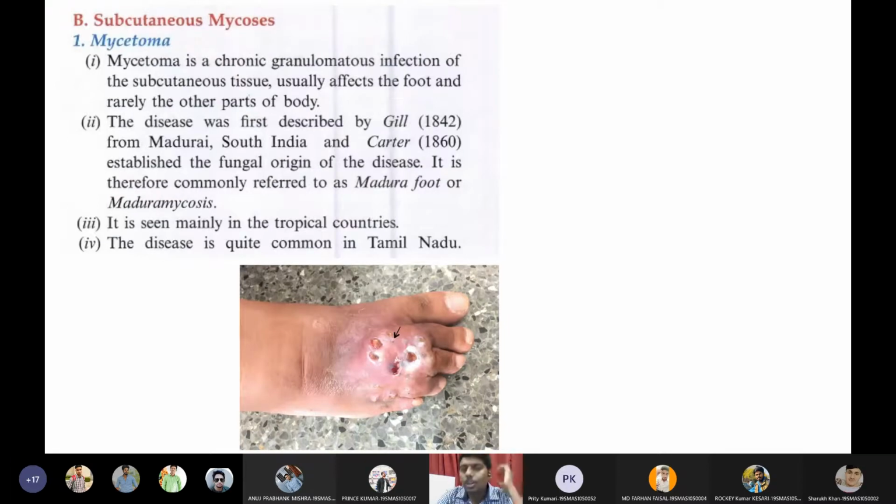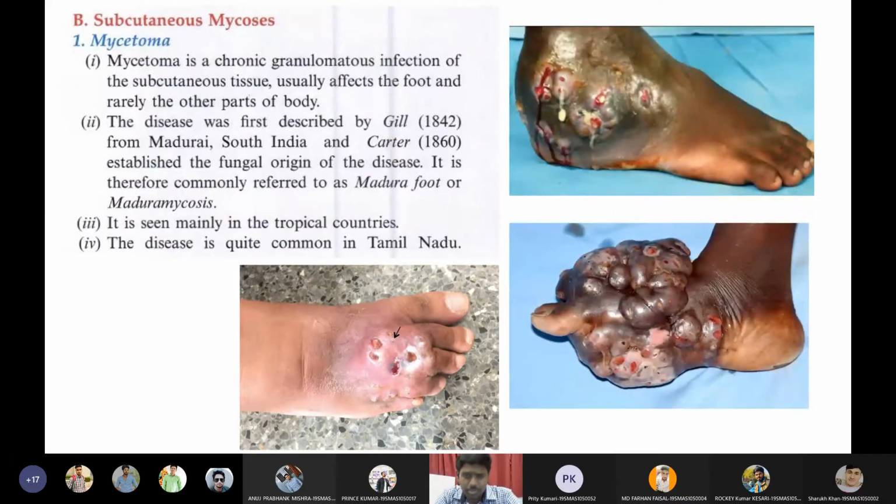So it is a common tropical fungal infection, which is a chronic granulomatous infection of the subcutaneous tissue. Usually, this will be confined to the foot. So usually, we will see this infection on the foot, but sometimes this infection can also spread into other parts of the body other than the foot. Such infection is called eumycetoma. Eumycetoma will cause infection in any part of the body, whereas actinomycetoma will specifically target the foot of the person. Okay. So this is how a mycetoma infection looks.